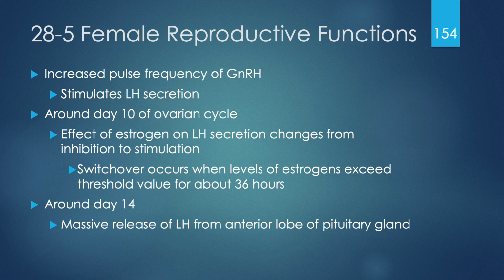Around day 10 of the ovarian cycle, the effect of estrogen on luteinizing hormone secretion is going to change from inhibition to one of stimulation. This switchover is going to occur when the levels of estrogen go past the threshold value for about 36 consecutive hours. This equals around day 14, which is our average ovulation day, in which there is a massive release of luteinizing hormone from the anterior lobe of the pituitary gland, or the adenohypophysis.